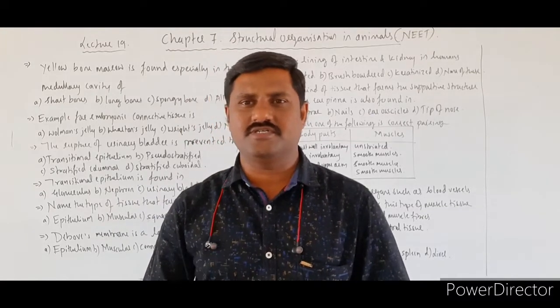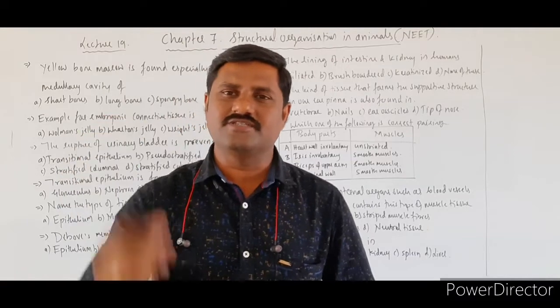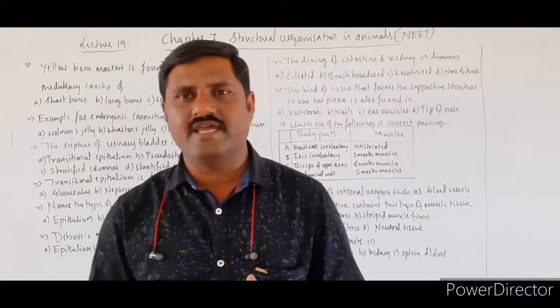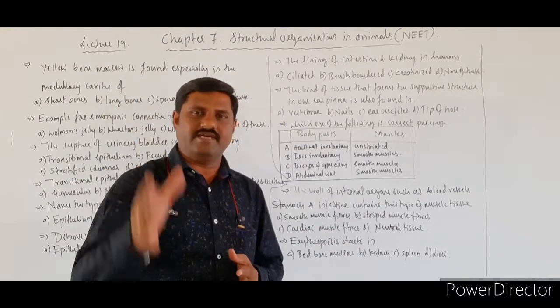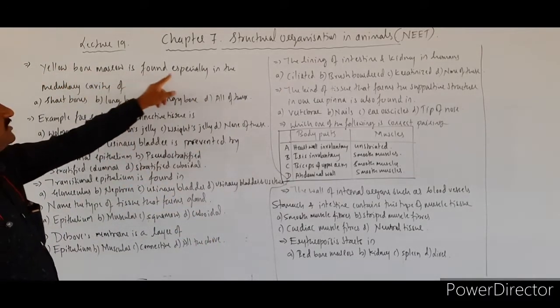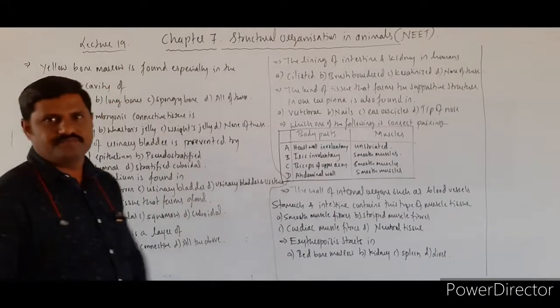What is the next question? So all these questions are very interesting one, and if you solve these questions you will be very happy, and simultaneously you will gain more knowledge from this animal tissues itself, right? So let us see the question now itself, right? So yellow bone marrow is found especially in the medullary cavity of, right?